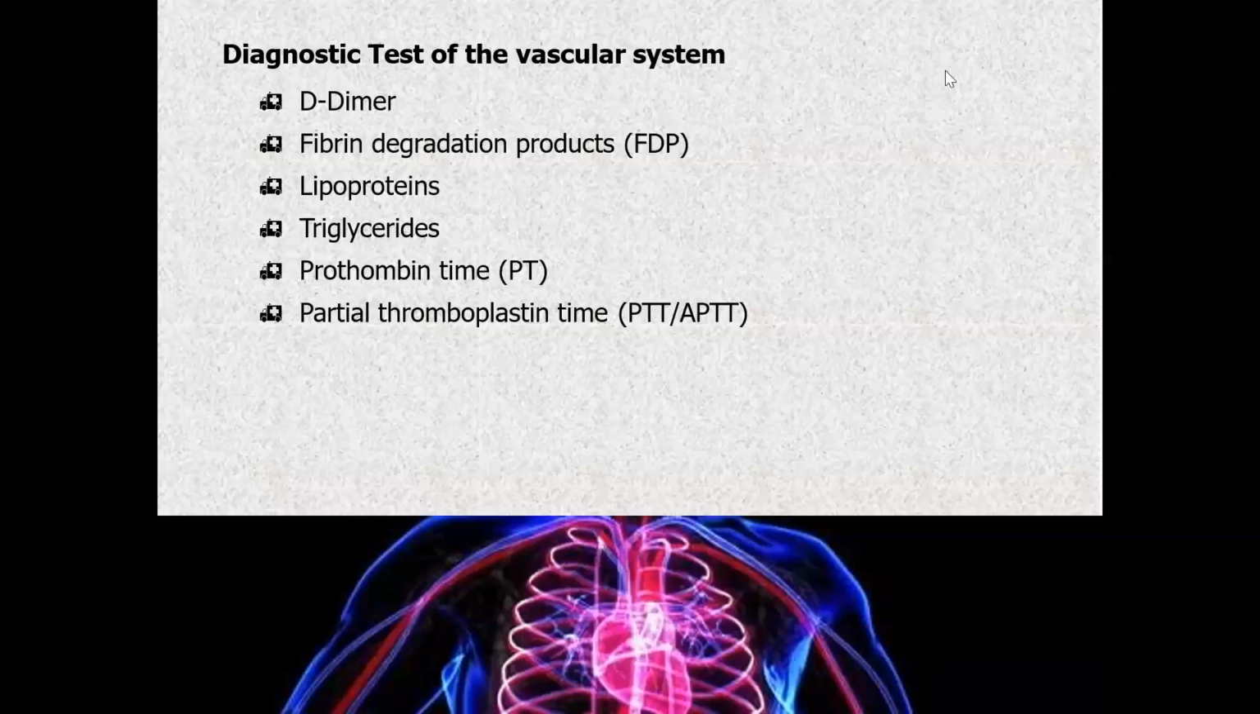So class, si D-dimer at si FDP, itong mga test na ito are mga blood tests that measure if the patient is currently suffering from a clotting disorder. Again, D-dimer and FDP are tests that are being measured if the patient shows signs and symptoms of a blood clotting disorder. Okay? So, yun class.